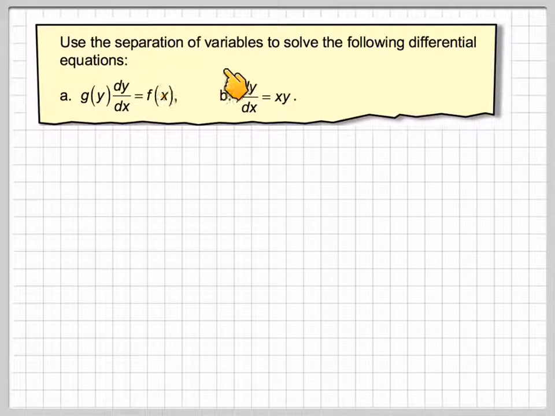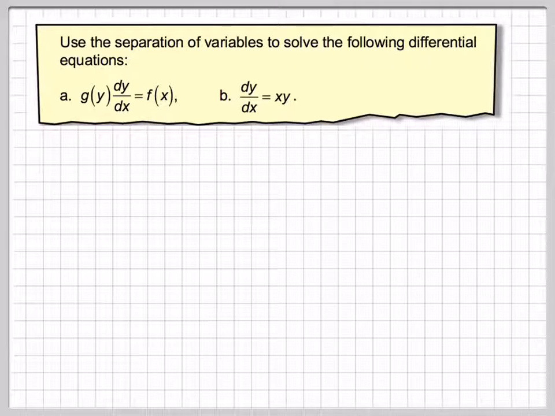Use the separation of variables to solve the following differential equations. Now the general form of separation of variables is g of y dy by dx is equal to f of x. So we've got two different variables, x and y, and you have to separate them. If you look at this one here, dy by dx is x times y. Although the g of y is on this side, you have to separate the variables in order to solve them.